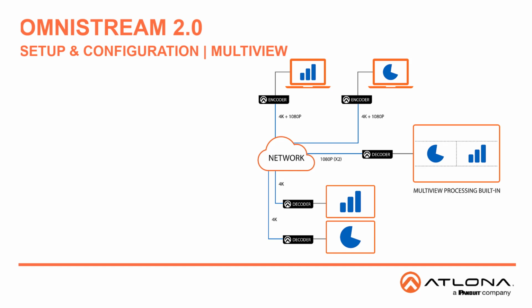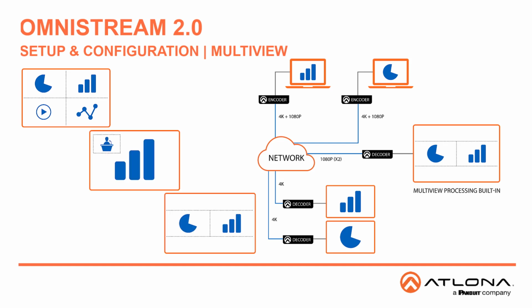Welcome to the setup and configuration of Multiview on the OmniStream decoder. Multiview is a technology in OmniStream decoders that, when used with a VCX codec, allows a decoder to join and render multiple streams to a screen with no additional equipment required. This can allow a decoder to, for example, show content in a quad view, picture-in-picture, or a side-by-side view, and does not require additional equipment in the system.